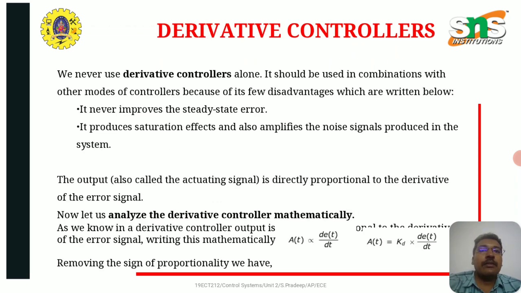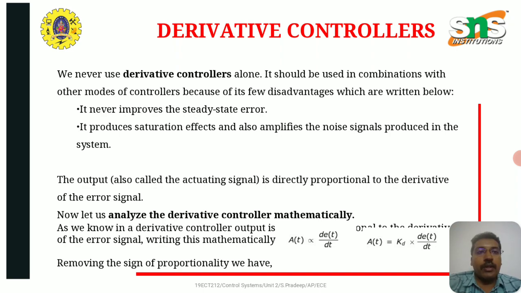Derivative controllers. We never use derivative controllers alone. It should be used in combination with other modes of controller because of its few disadvantages which are written below. It never improves the steady state error. It produces saturation effects and also amplifies the noise signal produced in the system.